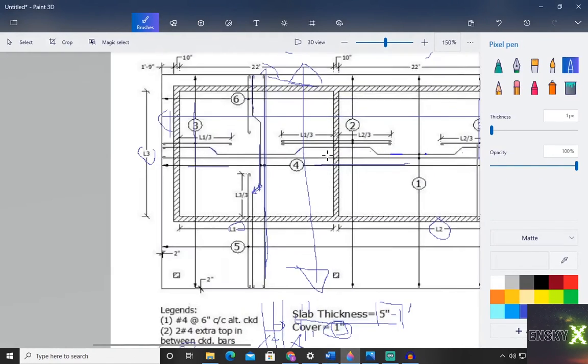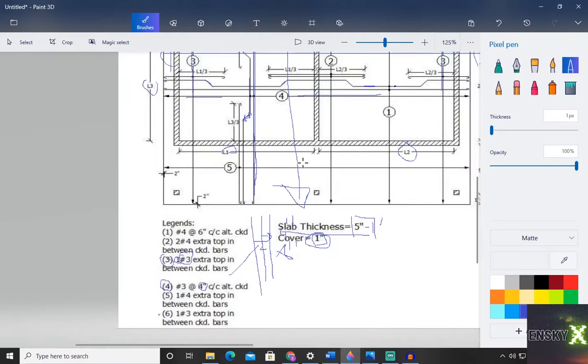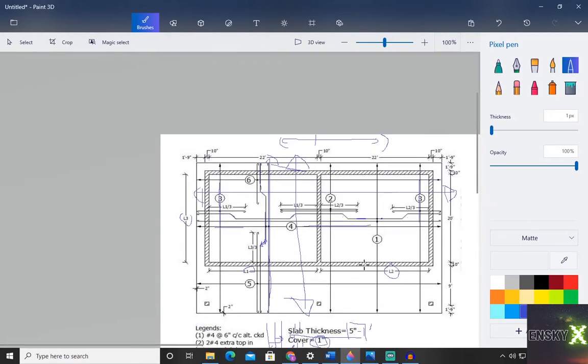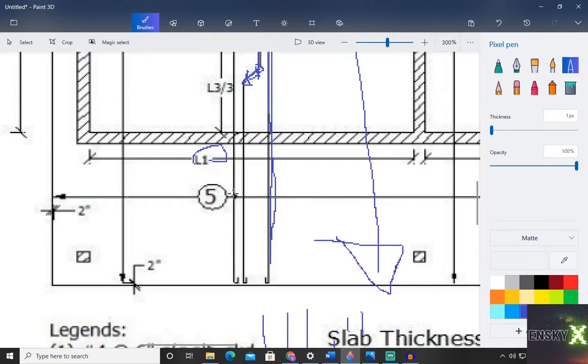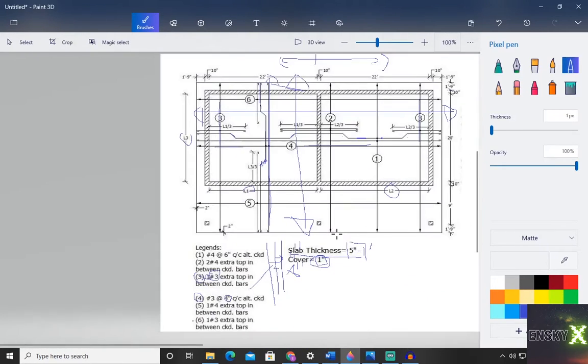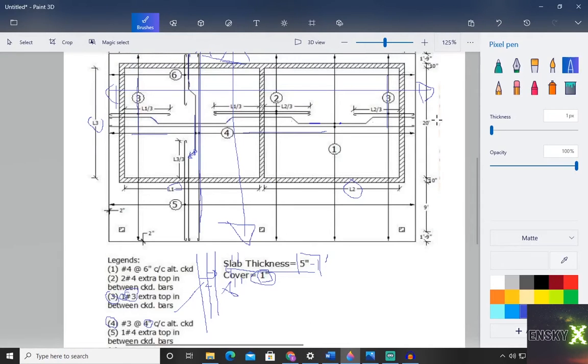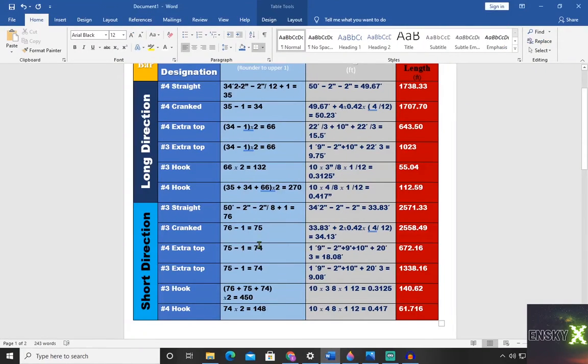Then we have to look at number 4. What we got in number 4 is, you can see we are actually working on number 5. From number 5 you can see there is just one number 5, and this is L3 divided 3. So we have to just put 1 feet 9 inch plus 9 feet, then plus 10 inch plus L3 divided 3. What is the value of L3? L3 is 20 feet. So we can find out that 1 feet 9 inch minus 2 inch plus 9 feet plus 10 inch plus 20 feet divided 3. So we are getting 18.08 feet.